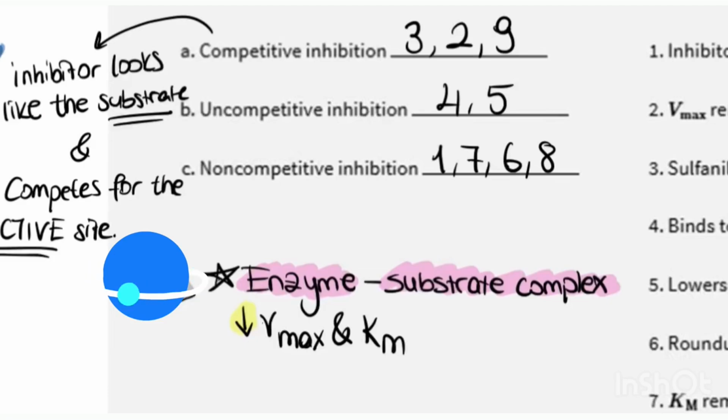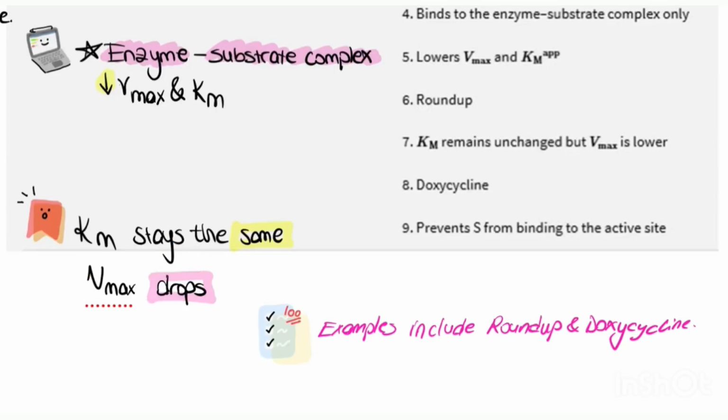Second, we have the uncompetitive inhibition. The inhibitor only binds to the enzyme substrate complex, never to the free enzyme. It's really important. It lowers both Vmax and Km because it traps the enzyme once the substrate is already bound. And finally, we have non-competitive inhibition. So here the inhibitor can bind whether or not the substrate is attached. That means Km stays the same, but Vmax drops since the enzyme's overall activity is reduced. We can think about Roundup and doxycycline as an example for this.